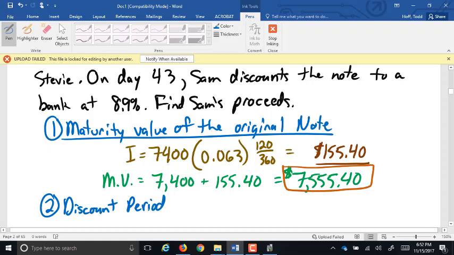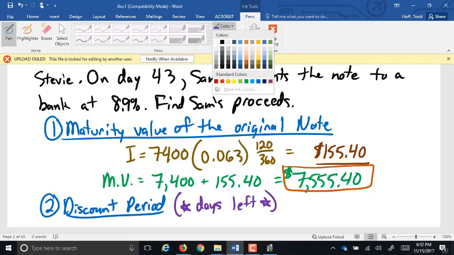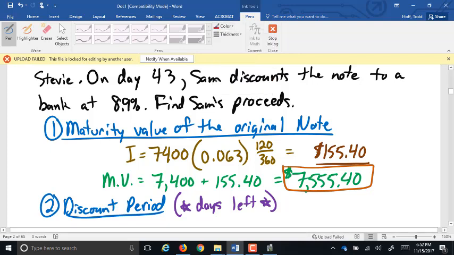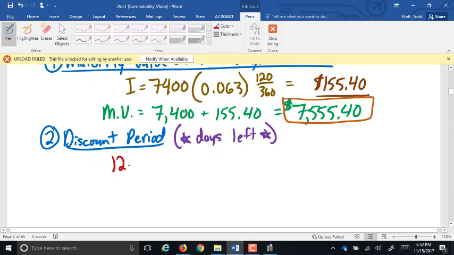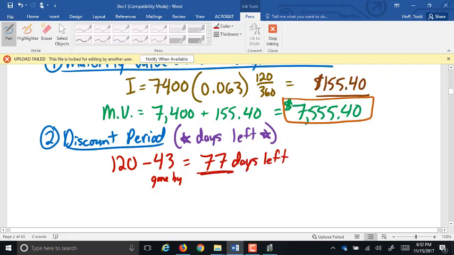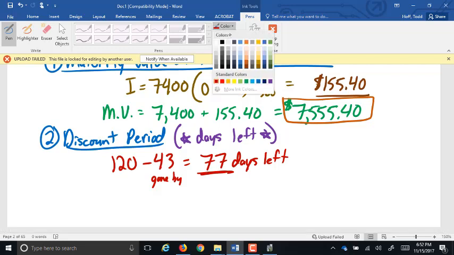The discount period. Remember, the discount period is the days left. You got it. So this was done on day 43 out of 120. So there's a 120-day note minus 43 days gone by equals 77 days left. That is the discount period.